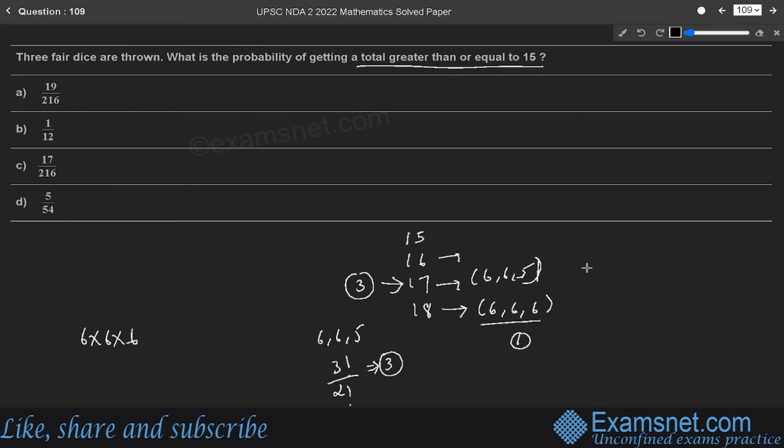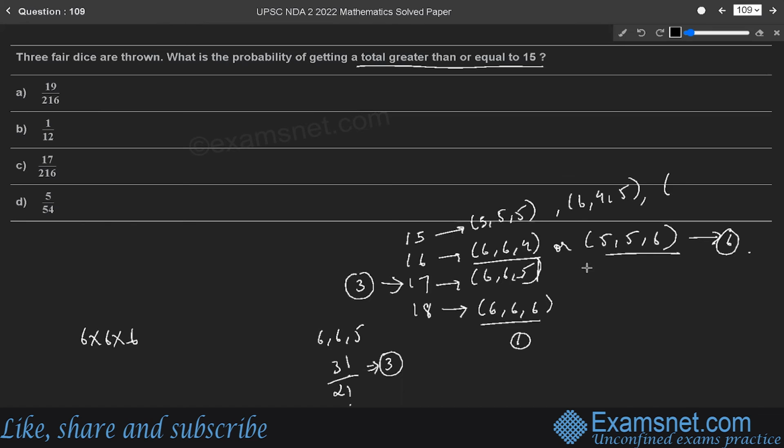16 can be written as 6, 6, 4 because 6 plus 6 plus 4 is 16. Or it can be written as 5, 5 and 6. Again, both of these are also 3 factorial upon 2 factorial. So it will have 3 cases plus 3 cases, so it will be 6 cases here. Now for 15, the possible numbers are 5, 5 and 5 and 6, 4 and 5.